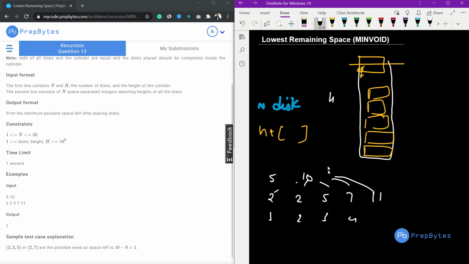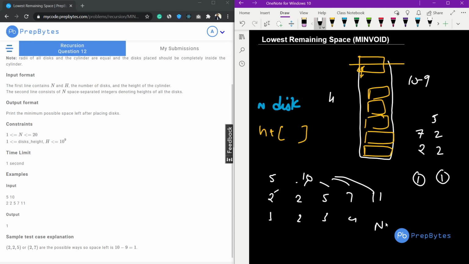So we can have a disk of height 2 and a disk of height 7. 7 plus 2 is 9, and the space remaining will be 1. Or we can have a disk of 2, a disk of 2, and a disk of 5. So 5 plus 2 is 7, plus 2 is 9. Again the space remaining is 1, total 10 minus 9 is 1. We can put 7 plus 2 is 9, and 5 plus 2 is 7, so the height remaining will be 3. So we cannot do that. So I think 1 is the answer for this particular question, and we will see about it.